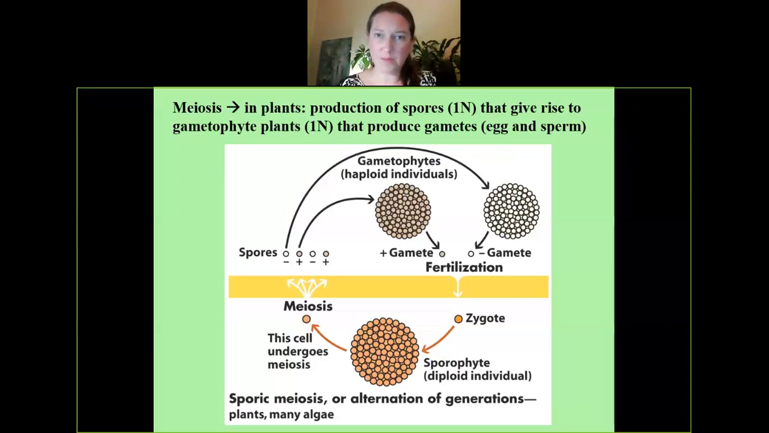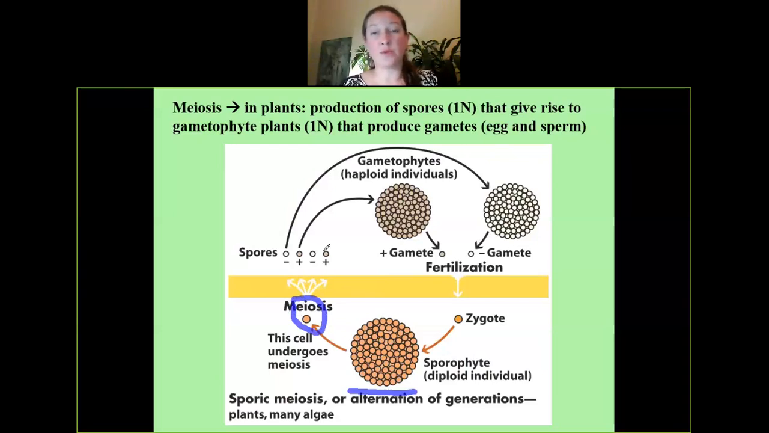So this schematic, similar to the one I showed you before, is just showing you that extra step. Here is our diploid plant individual. Don't worry about sporophyte yet. We'll talk about that in a second. So here's our diploid plant individual. It has cells that are going to undergo meiosis.